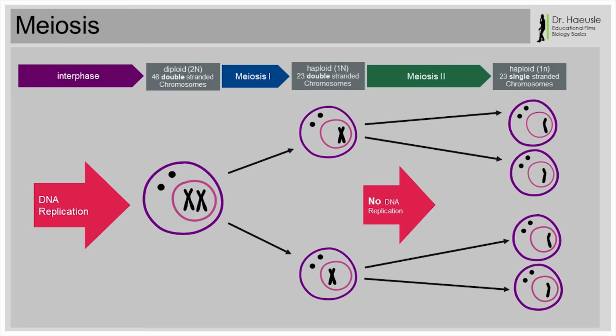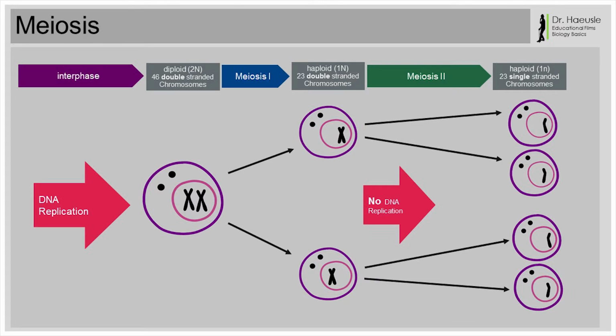This is the second big difference between meiosis and mitosis. The chromosomes are not duplicated again between meiosis 1 and 2. At the end of meiosis 1, there are 2 haploid cells which each have 23 double-stranded chromosomes. During meiosis 2, each of these cells divides into 2 haploid gametes with 23 single-stranded chromosomes per cell.